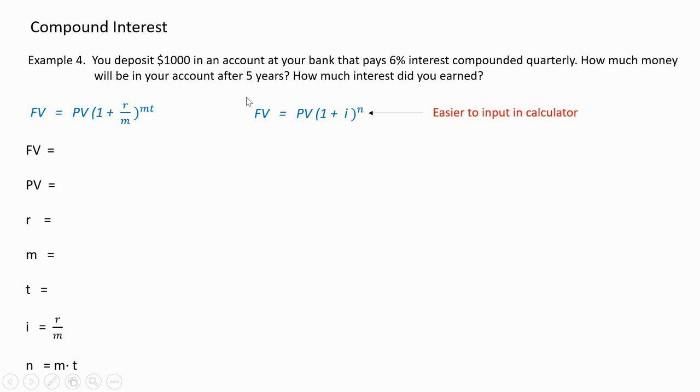So let's extract the information from the word problem. What are we looking for? How much money will be in your account after 5 years, and how much interest did you earn? So we're looking for the future value. The 1,000 will be your present value. The 6% will be your interest rate, converted to a decimal, 0.06. The number of times it's compounded is quarterly, so M is equal to 4.